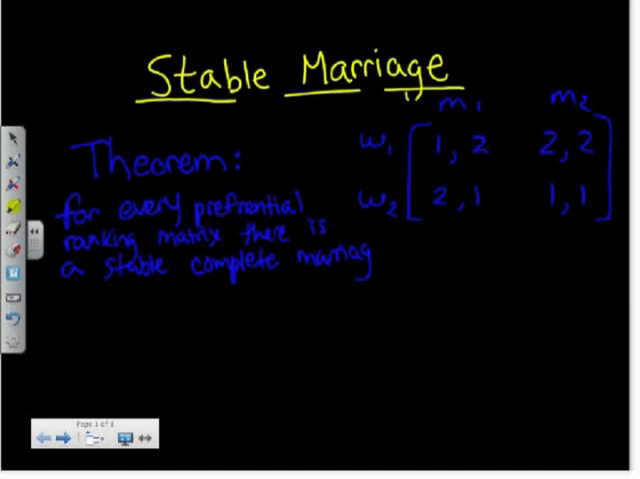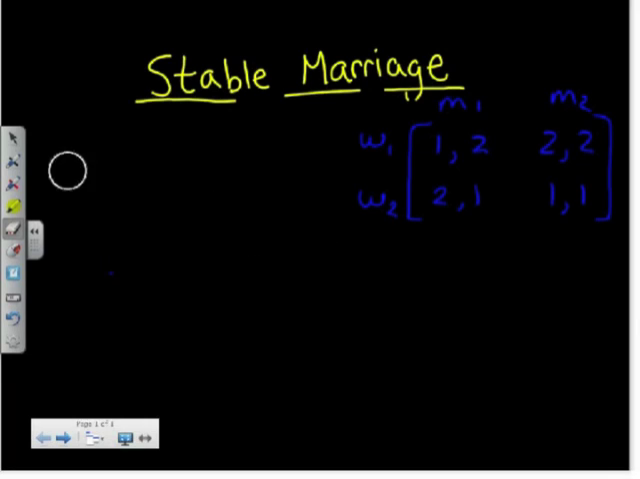So the way to find the stable and complete marriage is to use the algorithm. So now I'm going to go through the algorithm that you use to find the stable complete marriage.